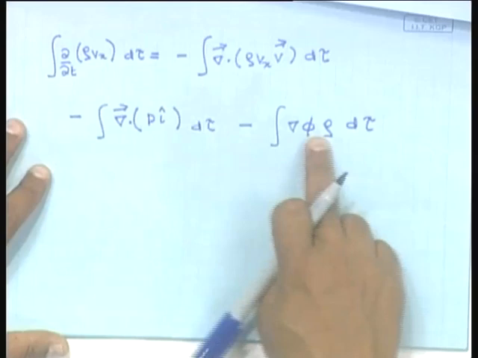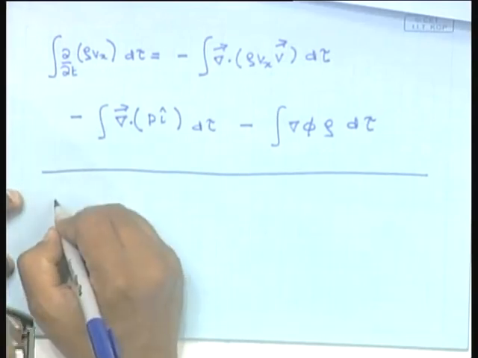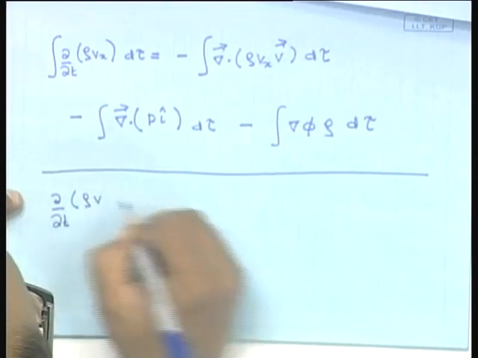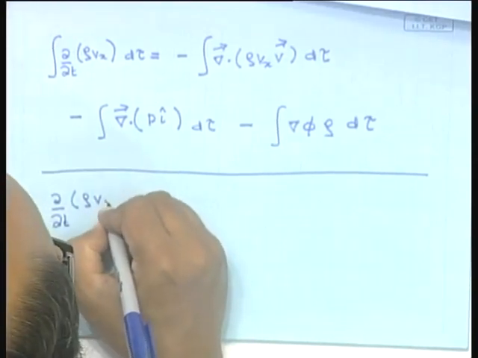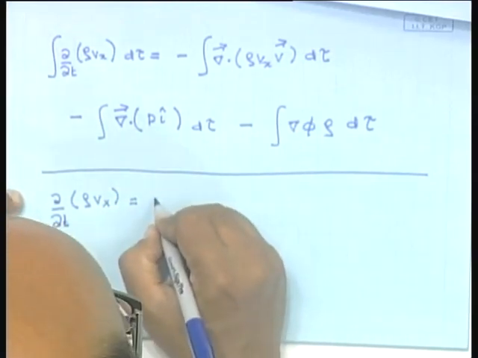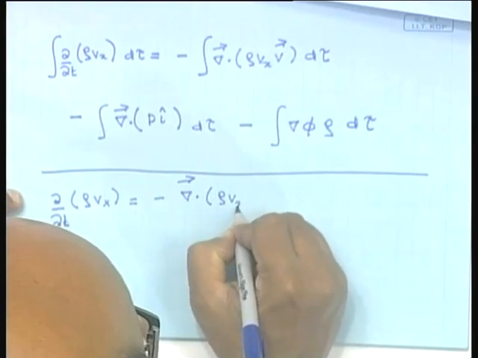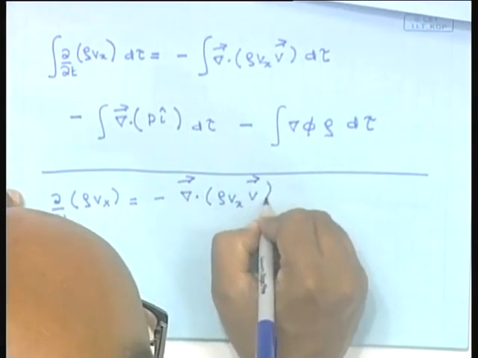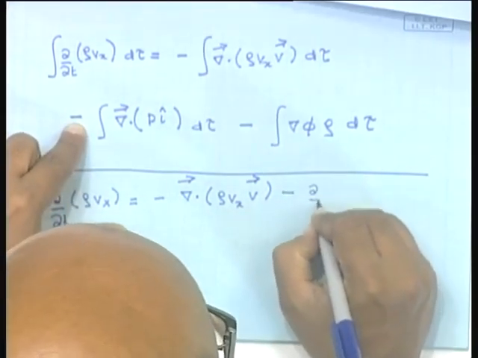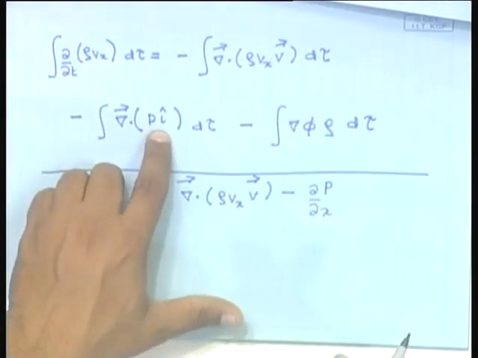So now I can equate the left hand side and right hand side, and the equation that I get is that the time partial derivative of rho v x is equal to minus, and this term becomes minus del by del x of P, because this vector has got only x component.